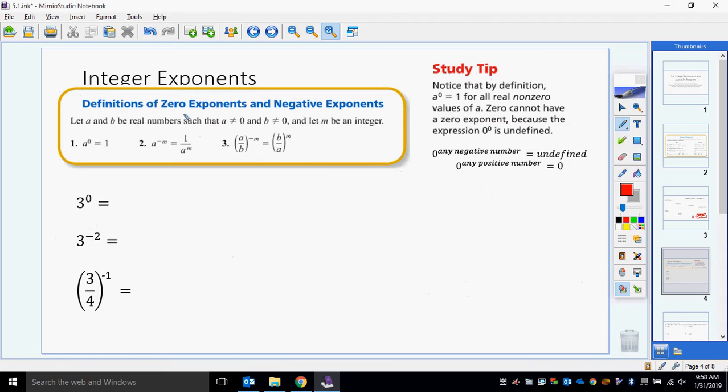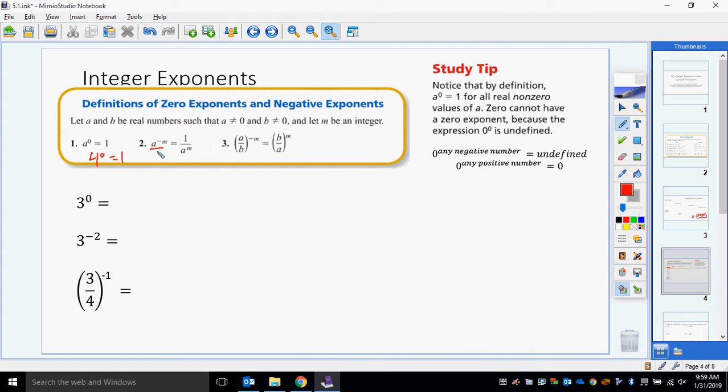Now, if we take anything to the 0 power, it's 1. If you don't believe me, plug it in your calculator. 4 raised to the 0 power is going to be 1. Okay, now anything to the negative power. What you can do is turn it positive if you put it in the denominator. Or if it's already in the denominator, you can turn it positive and put it in the numerator.